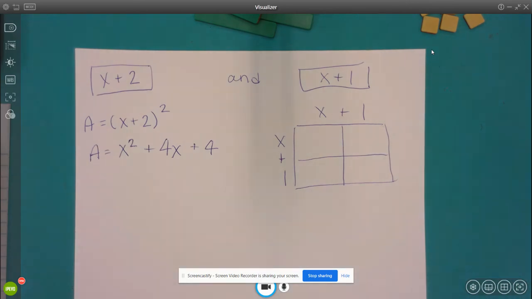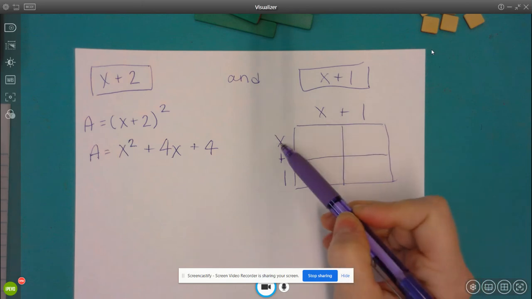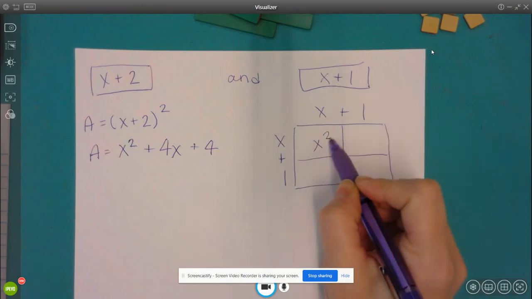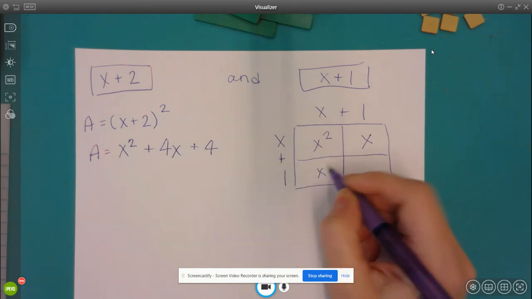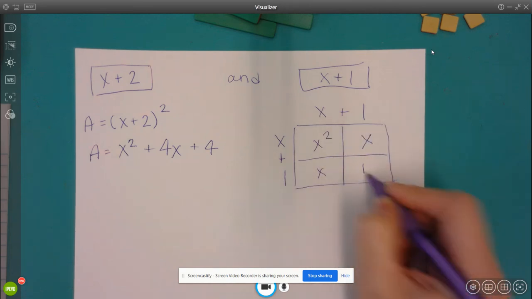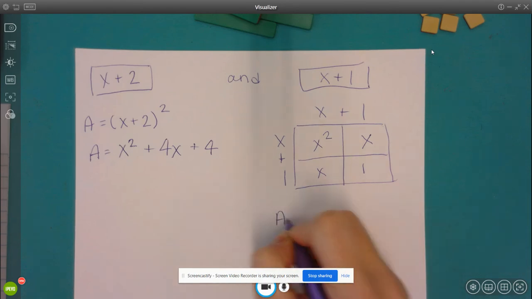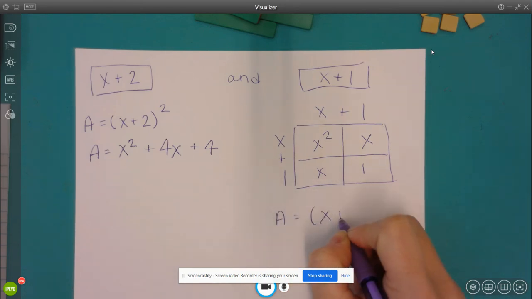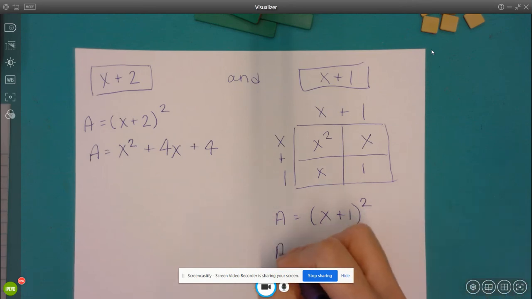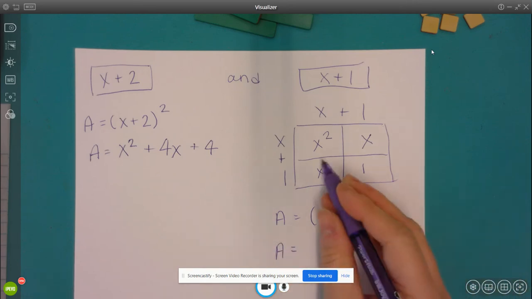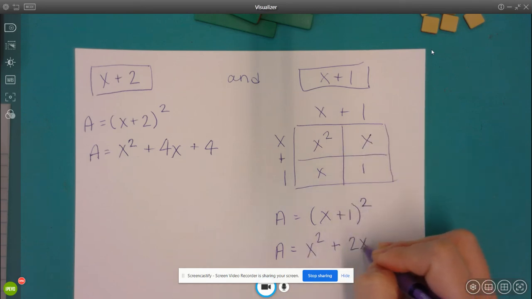So if my two side lengths are x plus 1, now to get from the outside in, we're multiplying. So x times x gives me x squared. X times 1 gives us x. X times 1 again gives us x. And then 1 times 1 gives us 1. So my first expression representing the side length would be x plus 1 squared. The other one would be x squared plus 2x plus 1.